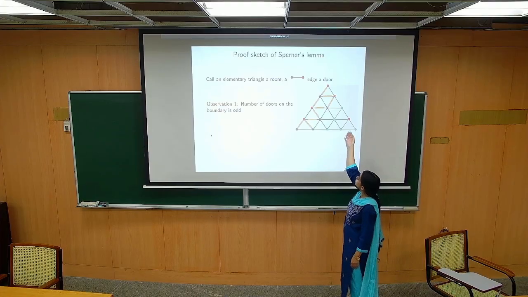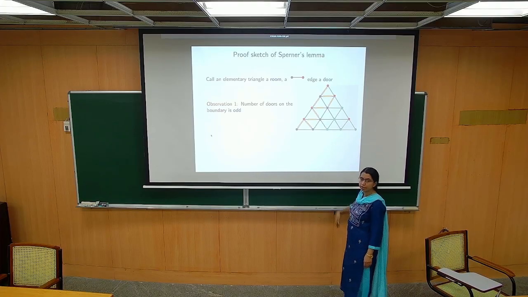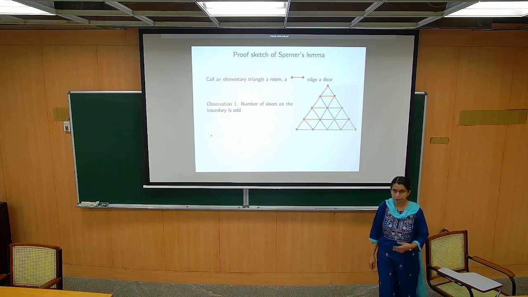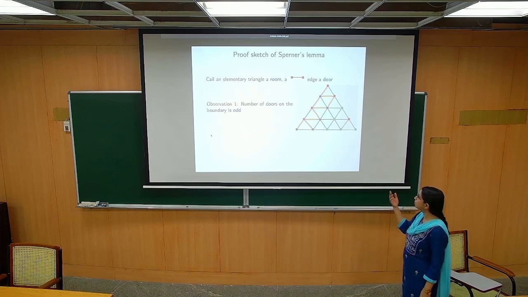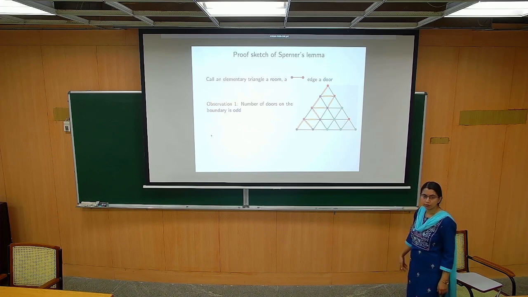And in between, if you switch from purple to red, you have to again switch from red to purple. So if you add more doors, more than one, then they will always be added in pairs. You will always have an odd number of doors.